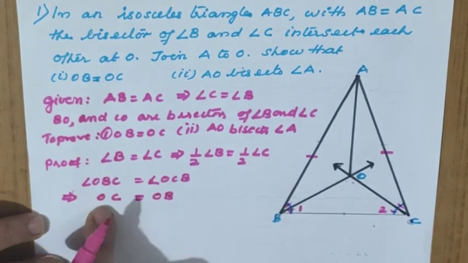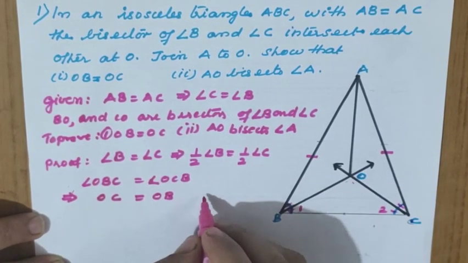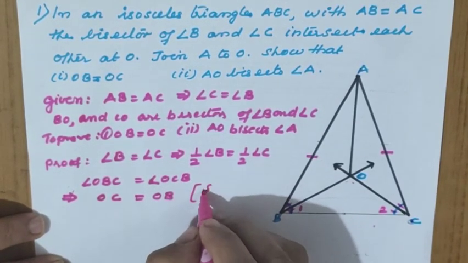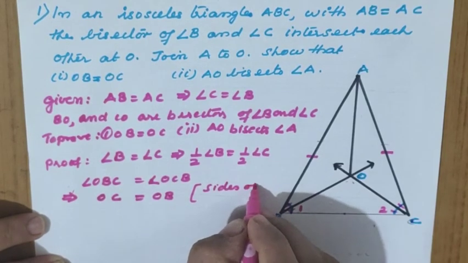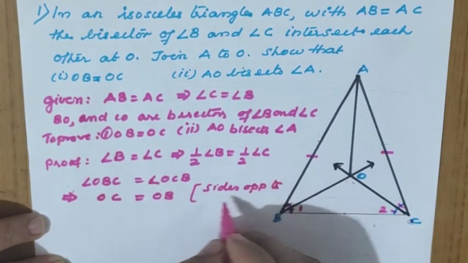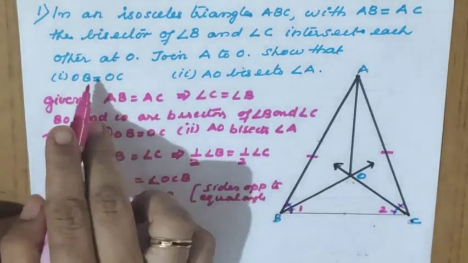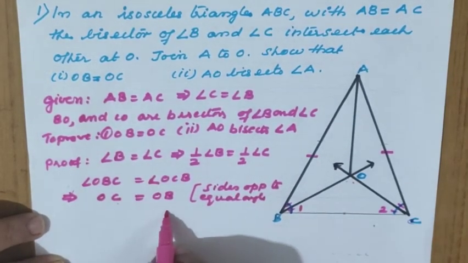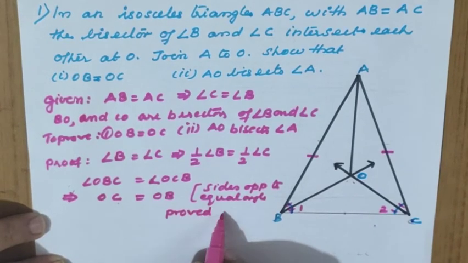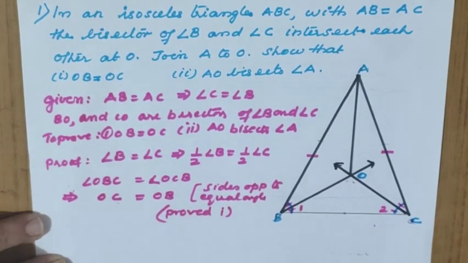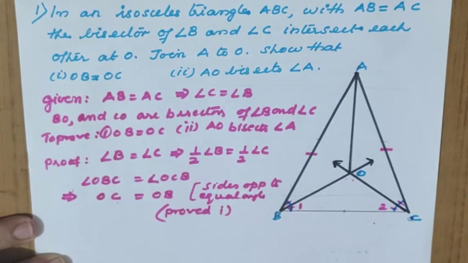What is the reason? Side we have written. So the reason is side opposite to equal angle. So proved the first part, OC and OB are equal. Proved 1. We have proved the first part, OC equal to OB.